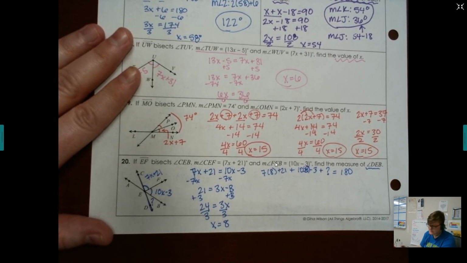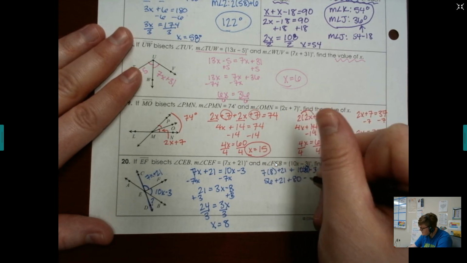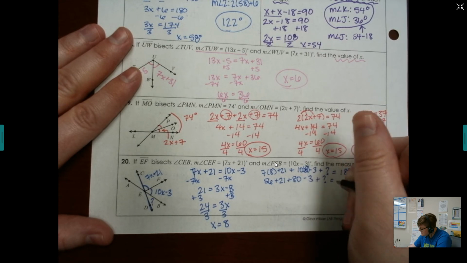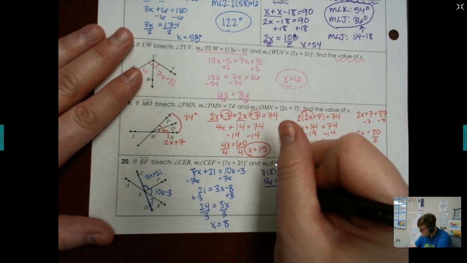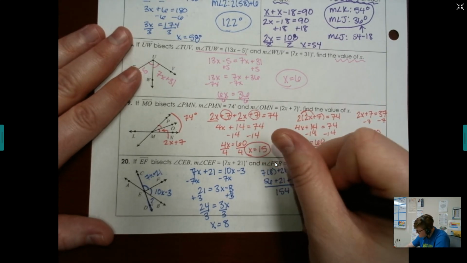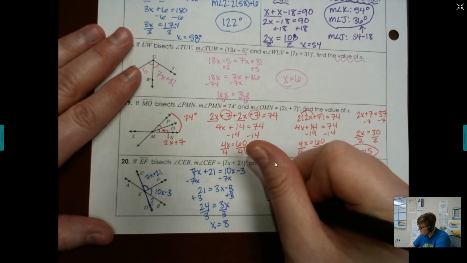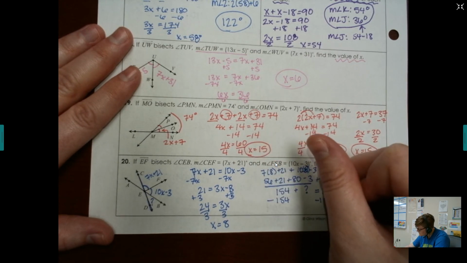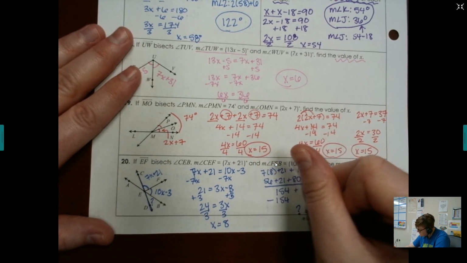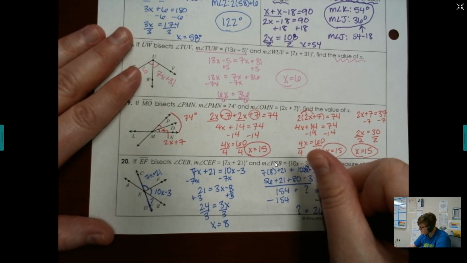7 times 8 is 56. 21, 10 times 8 is 80. Okay, now we've got some like terms we can combine. All those together, 56 plus 21 plus 80 minus 3. 154 plus question mark equals 180. Subtract out 154. Question mark equals 180 minus 154. 26 degrees.